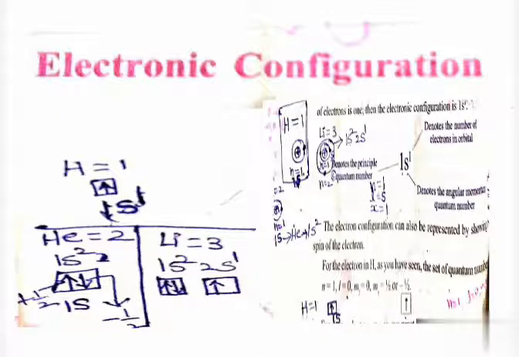Next, the electronic configuration can also be represented by showing the spin of the electron. So in the electronic configuration we can show the spin of the electron also. How can we show the spin of the electron? Now we will discuss. Here we wrote the electronic configuration, but we can fill the electrons in the orbitals also. How can we fill? Now we will discuss with one example, hydrogen.